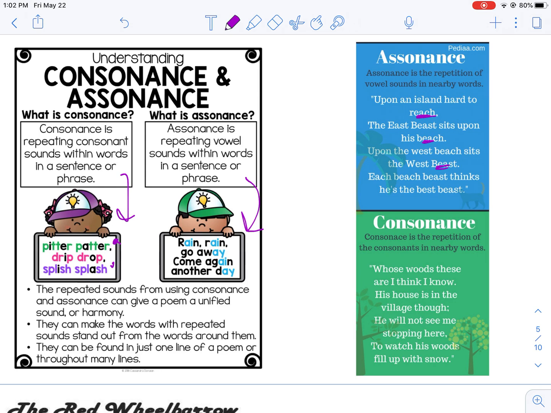And then the consonance is the consonants and the non-vowel words. So consonance is the repetition of consonants in a nearby word. So: whose woods these are I think I know. His house is in the village though. He will not see me stopping here to watch his woods fill up with snow. So like whose woods, this W sound right there, the consonance, these think, his house. So those consonant sounds that you hear. Again, it's not that important, but if somebody ever mentions it, you'll know because you're so smart.